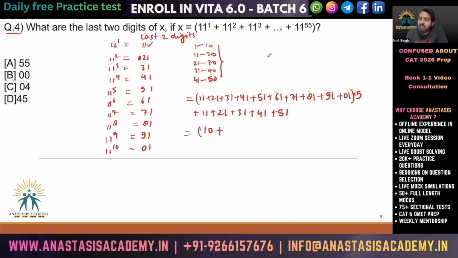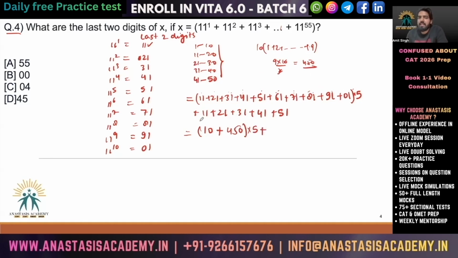So up till 90, what would this sum be? How much would be the sum? This is an AP, so you can add it, or you can take 10 common and it would be the sum of the first 9 natural numbers, right? And that would be 9 times 10 by 2, that is 45. So this sum would be 450. So that is 450 into 5, right?